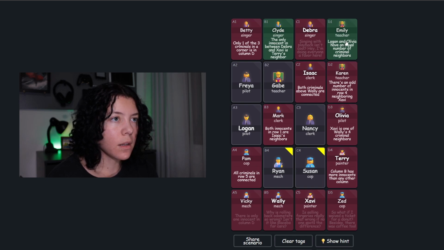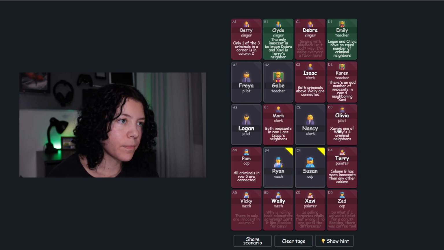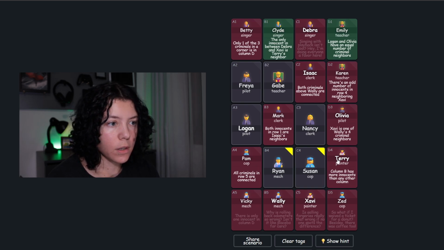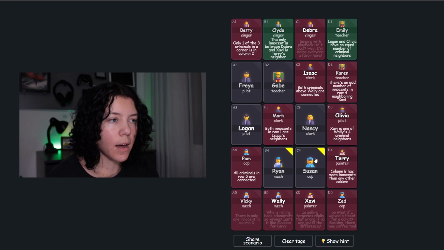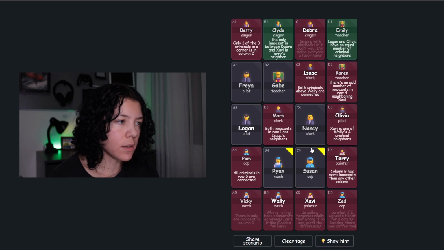Now, Emily is telling us that Logan and Olivia have an equal number of criminal neighbors. Where's Logan? Here. And Olivia here. So Olivia has 1, 2, 3, 4. I know that column C might have one innocent, but it may also have 0 innocents. I don't need this clue anymore.